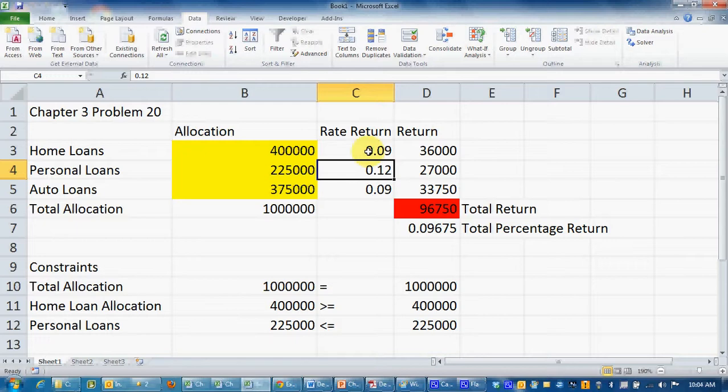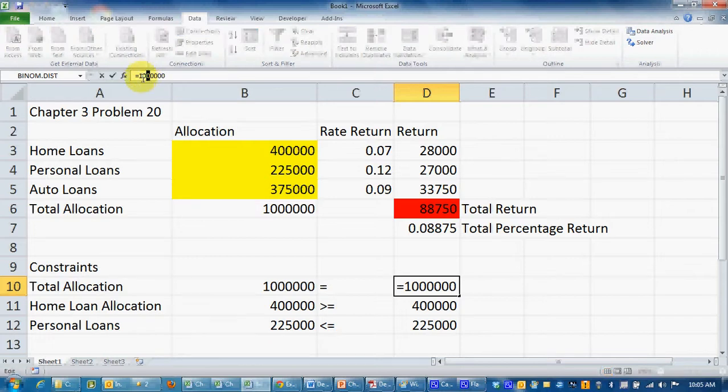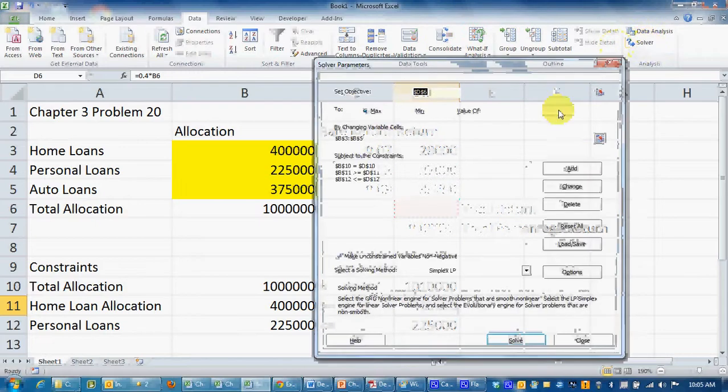D, suppose the total amount of new funds available is increased by $10,000. What effect would that have on the total annual return? Well, let's change this back to 0.07. So the total funds available were to increase. We make that change right down here by $10,000. All right, did I do that correctly? Yes. All right, then we simply run Solver again.